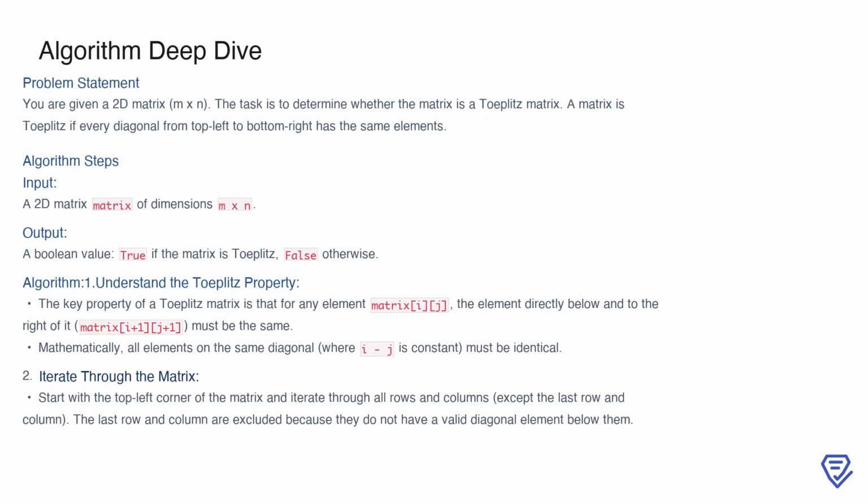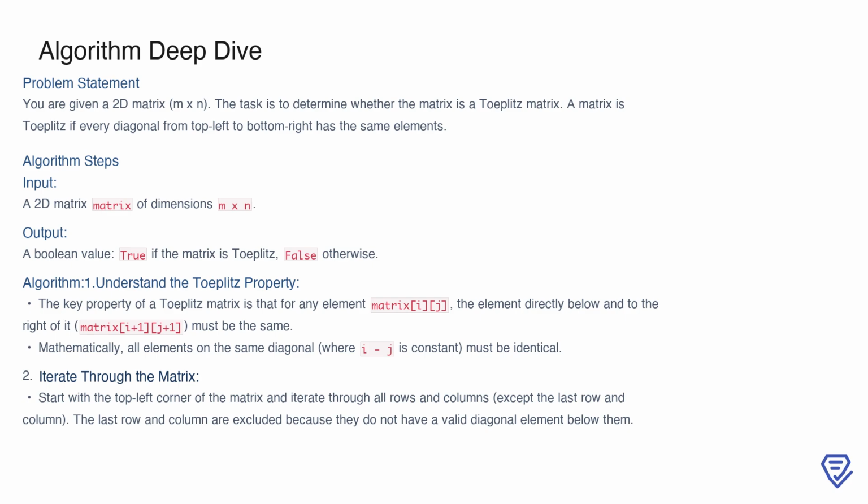In this problem, we are working with a 2D matrix, and our goal is to determine if it is a Toeplitz matrix. A matrix is considered Toeplitz when every diagonal running from the top left to the bottom right has identical elements. To solve this, we start by understanding the key property of a Toeplitz matrix. For any element at position matrix[i][j], the one directly below and to the right, matrix[i+1][j+1], must have the same value.